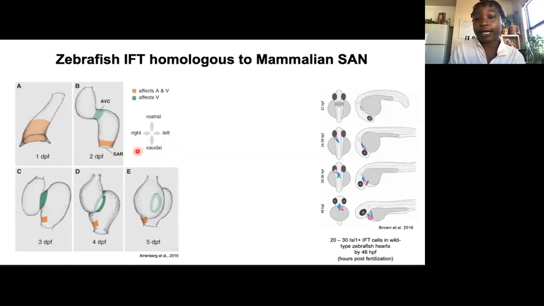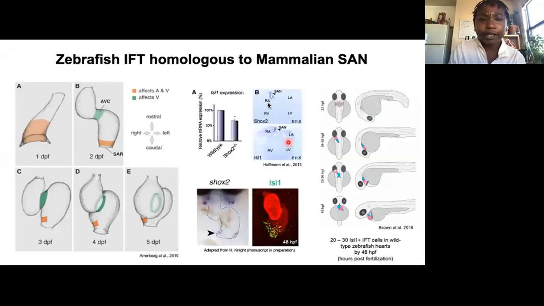The zebrafish inflow tract and the mammalian sinoatrial node also share similar genes that are important for the function of this region. So here we actually see an example of a 4-chambered mouse heart, where the sinoatrial node is denoted by the expression of just one of the markers for the inflow tract, known as Islet1. And when we compare these images of a mouse heart to the images of a zebrafish heart, we see that SHOX2 and Islet1 are also broadly expressed in the inflow tract of the zebrafish.